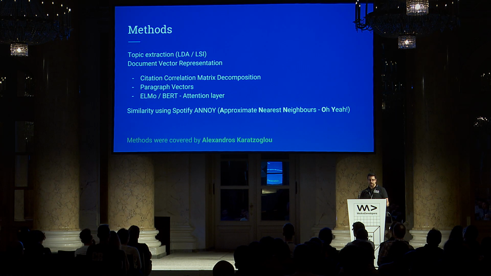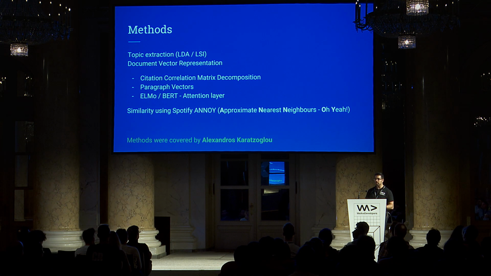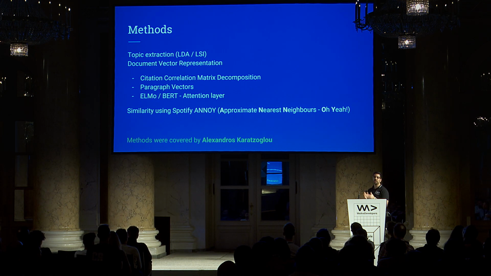How do we get the data? So we already had a talk today by Alexandros. We use topic extraction, for example, to do dimensionality reduction. We're checking also other methods, such as ELMo or BERT, just to look at the attention level and to have the comparison between them. And in order to measure all these vectors together, we can use, for example, Spotify Annoy, which is a really cool shortcut for approximate nearest neighbors.